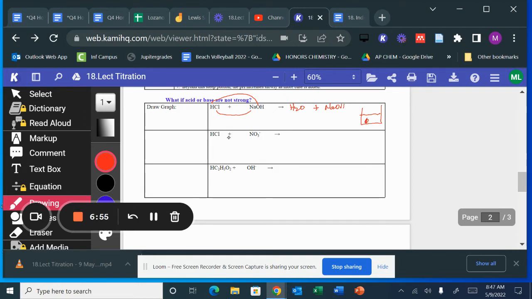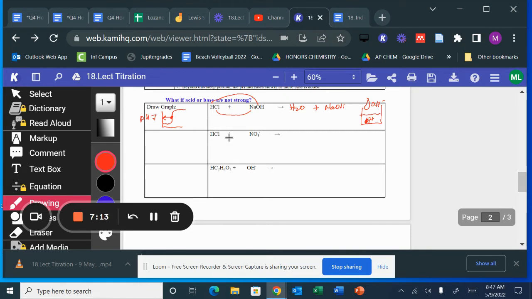Your unknown is the H plus, and you're adding drops of OH minus. So your pH curve would look like this. In the beginning, it would be low because it's HCl, and then it would go up and over. And this pH at equivalence point will be pH 7. Okay, that's if both of them are strong.